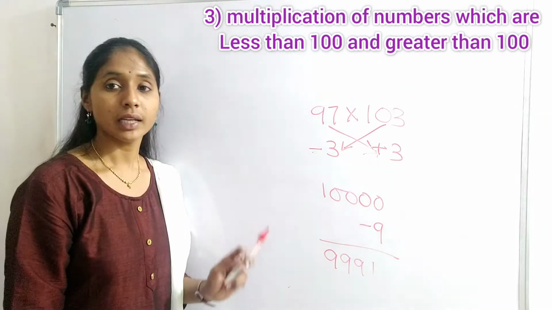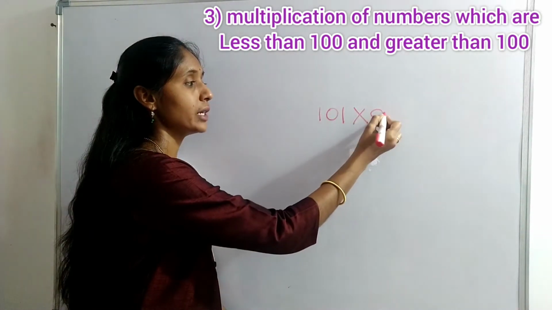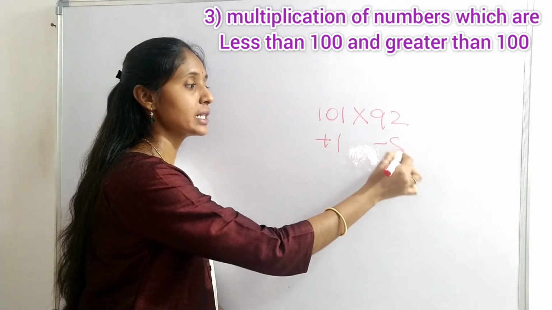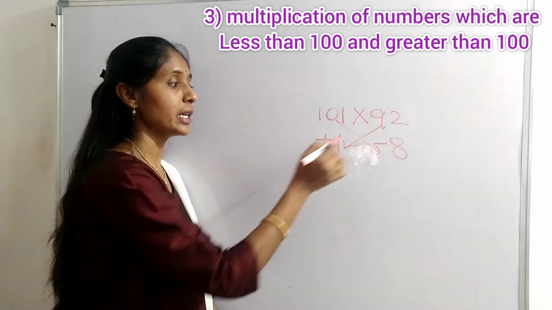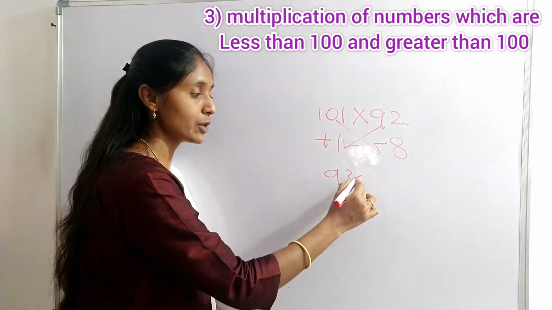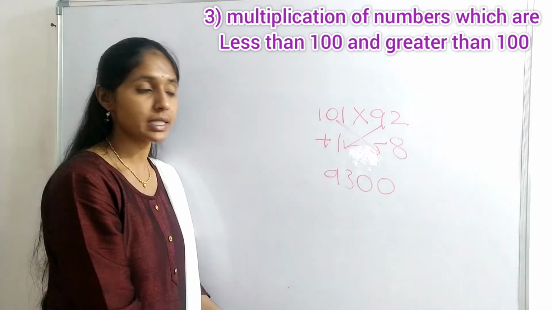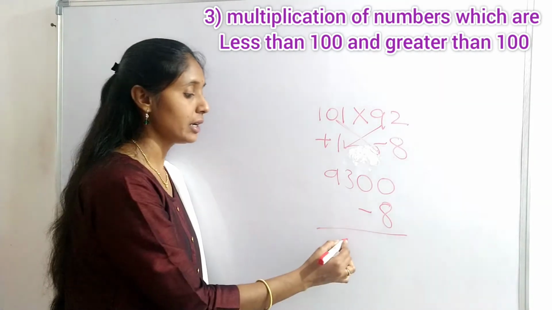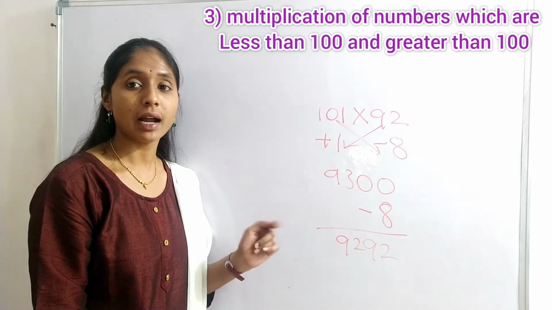Okay. Let me see next example. 101 into 92. Okay. Here plus 1 is greater than 100 and minus 8 is less than 100. Then cross subtraction and addition. 92 plus 1, 93 and 101 minus 8, 93. In third step we should place 2 zeros here and product of this plus 1 into minus 8. Minus 8. Subtract minus 8 from 93, 100. Then 9292. Okay.